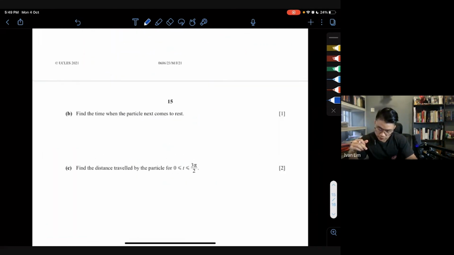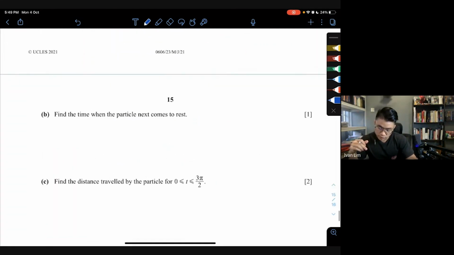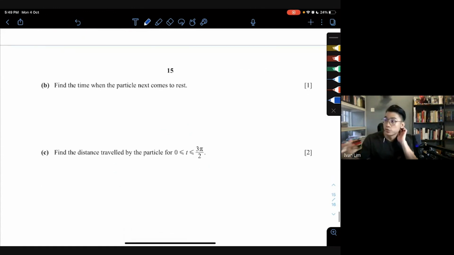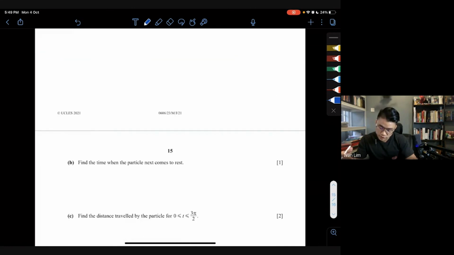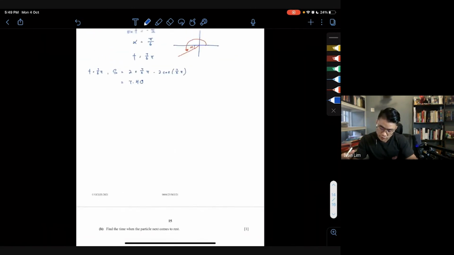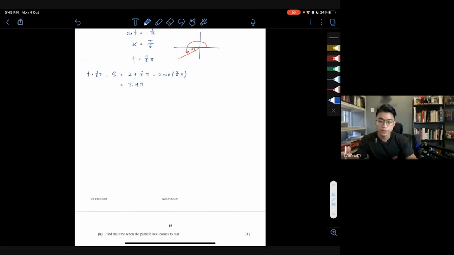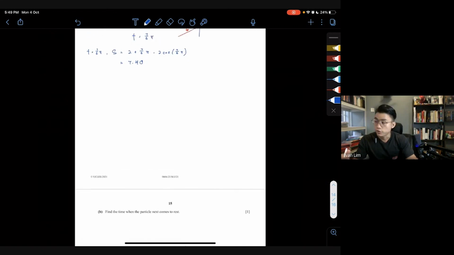Okay, second one. Find the time when the particle next comes to rest. Okay, so the next time it comes to rest, look back into the graph. ASTC, right? So it'll be in your fourth quadrant. Okay, it'll be your fourth quadrant.